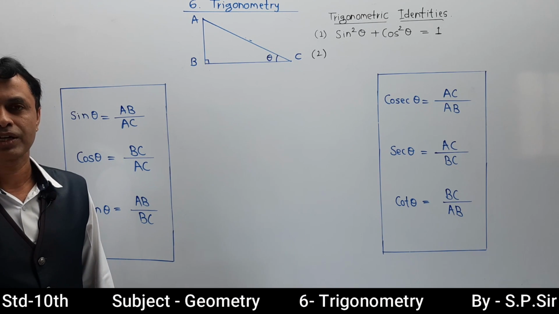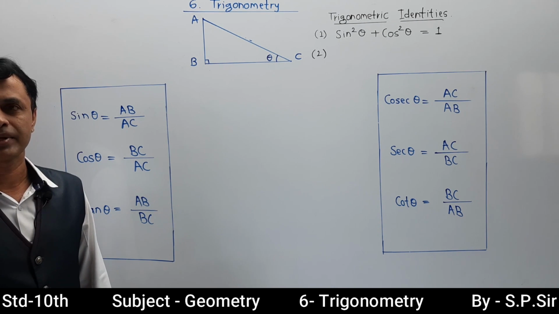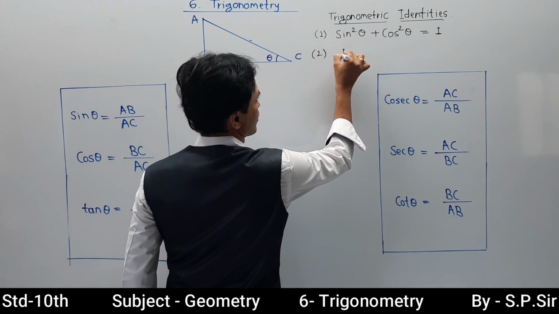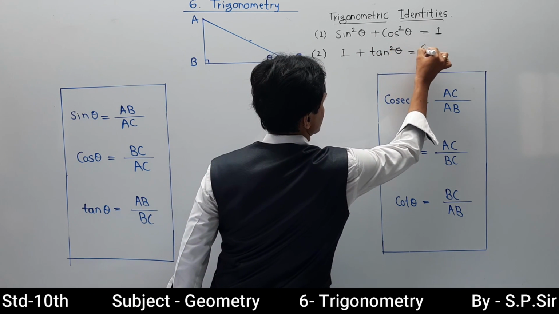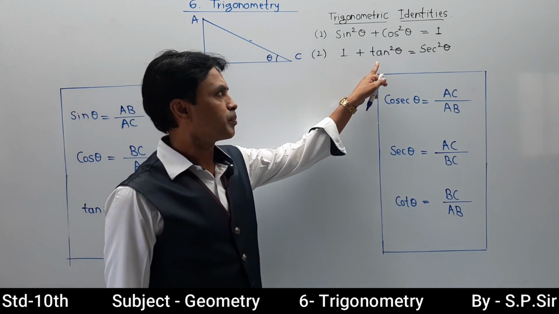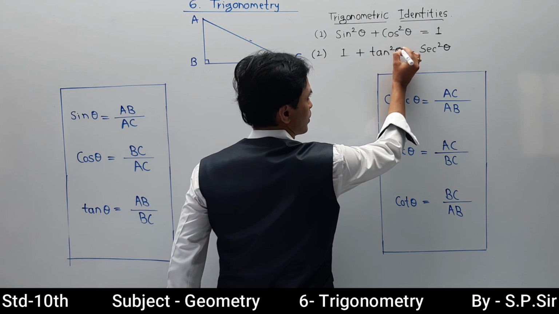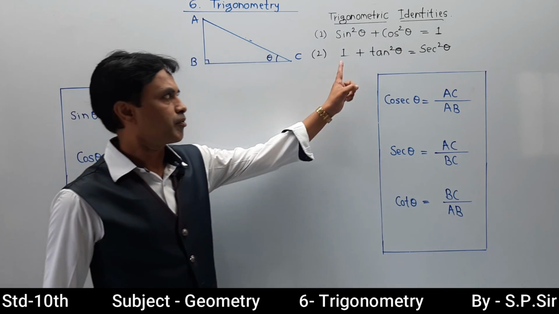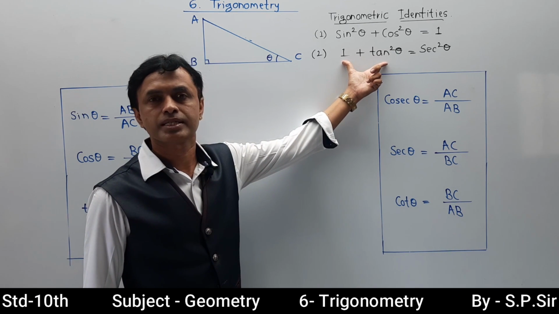Now we are moving to the second fundamental identity, which is 1 plus tan square theta is equal to sec square theta. I repeat the property, 1 plus tan square theta is equal to sec square theta. And now we are going to prove this property. We have to prove 1 plus tan square theta is equal to sec square theta, where 1 plus tan square theta is the LHS.